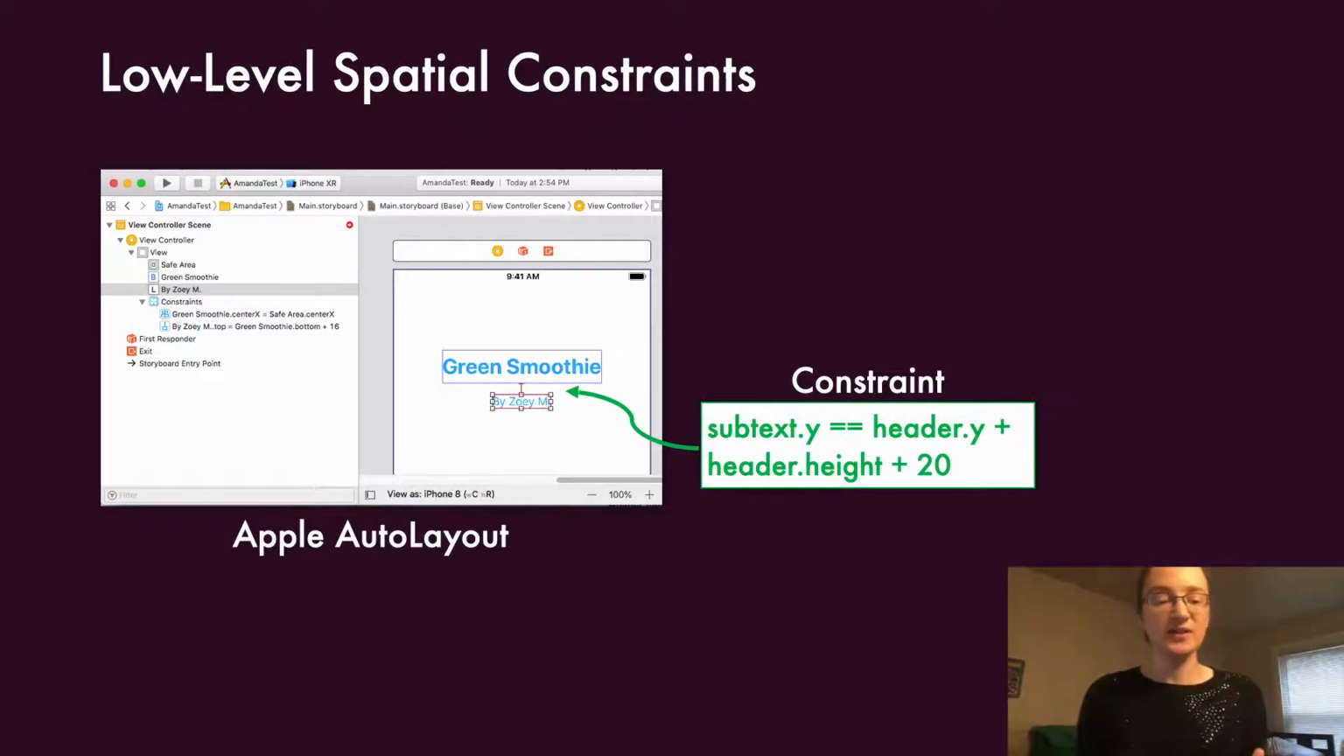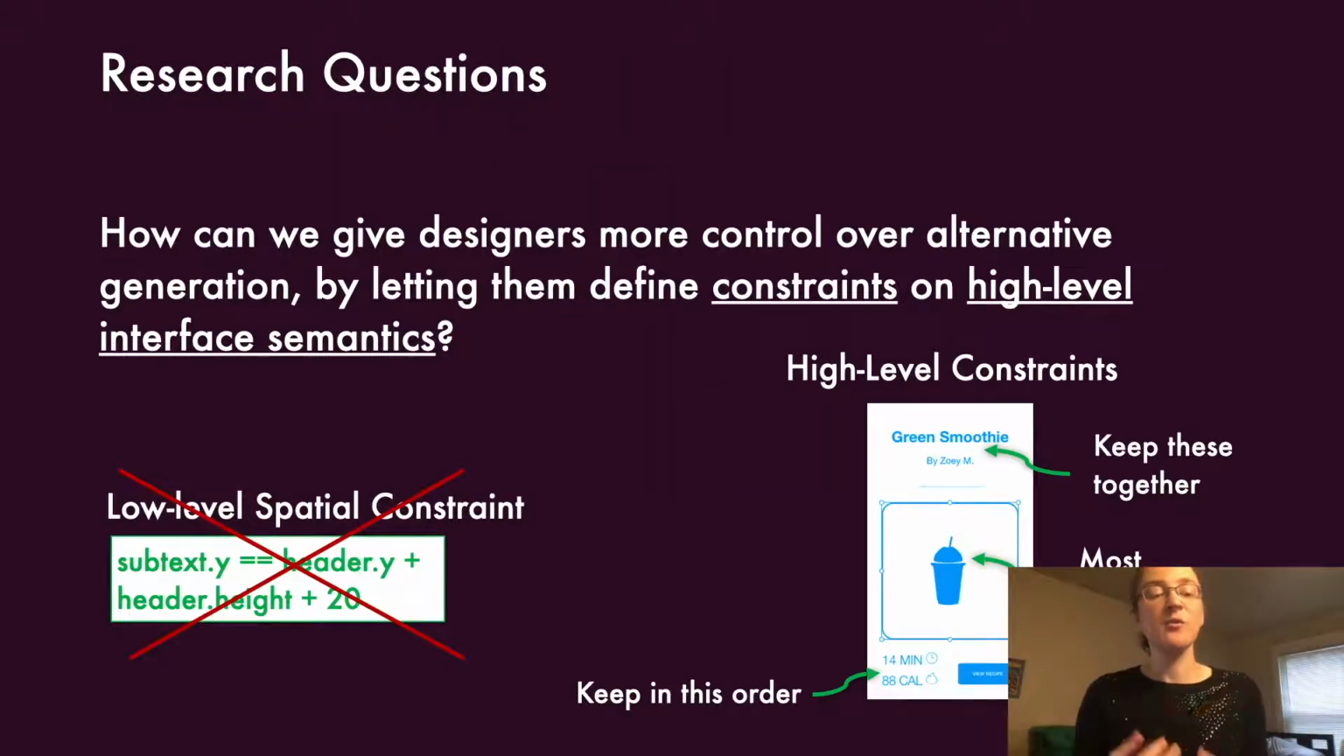So a designer could express some constraints like this to help a system generate alternatives, but these kind of constraints can be difficult to reason about, and they're not really suitable to express high-level interface semantics like emphasis, or which element is the most important. So in this work, rather than the designer defining the requirements for an interface through low-level spatial constraints, we let them express high-level constraints that define interface semantics, like which elements are the most important.